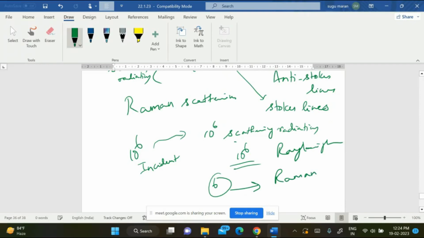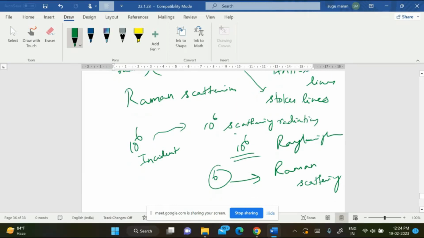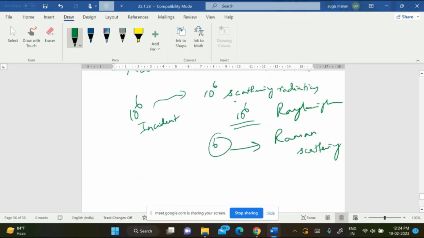So look at the difference. For 1 million incident radiation, I expect 1 million scattered radiation. Almost 1 million will be Rayleigh scattering, and out of 1 million, some 6 or 7, a very minimum, will be Raman scattering. So detecting this requires a sensitive camera. That is the important aspect of Raman spectroscopy. The study of the inelastic Raman scattering, the Stokes and anti-Stokes lines, is nothing but Raman spectroscopy.